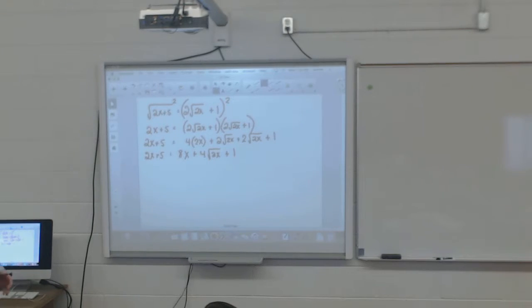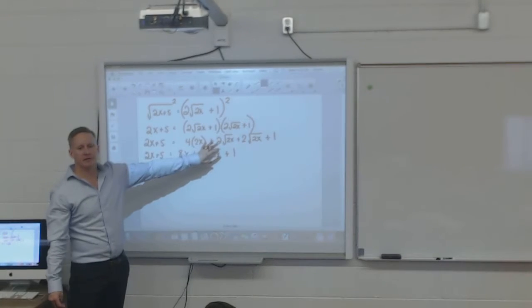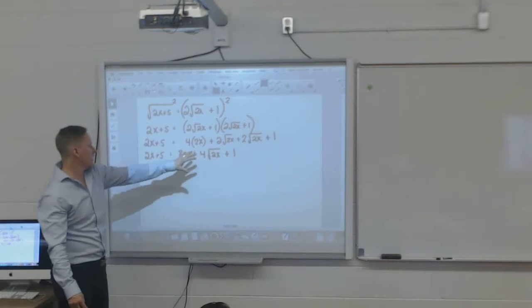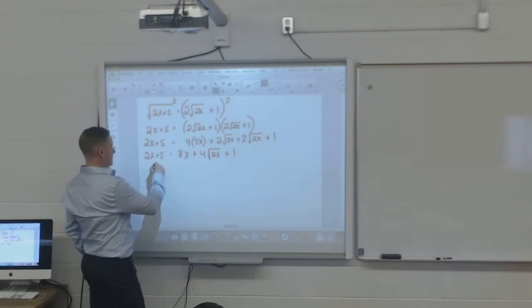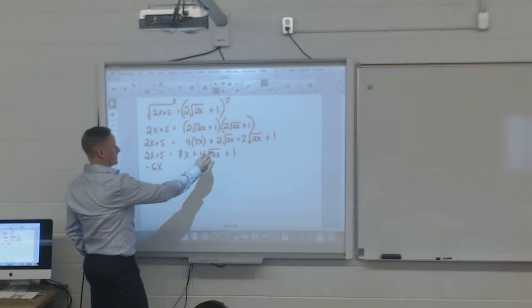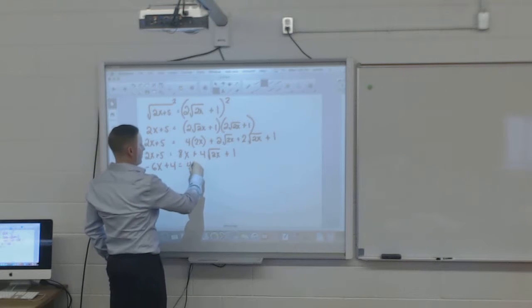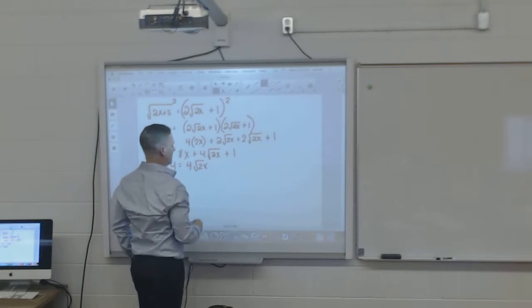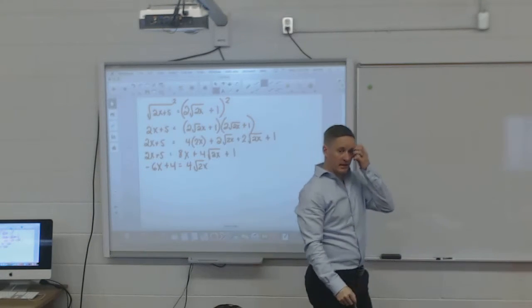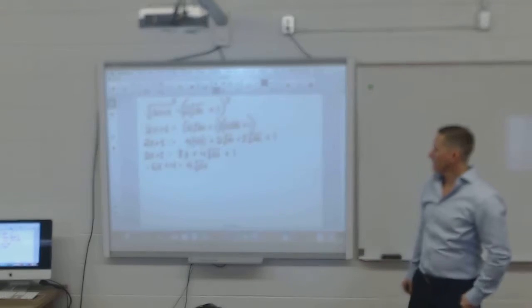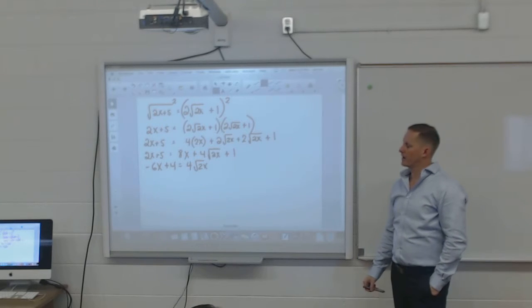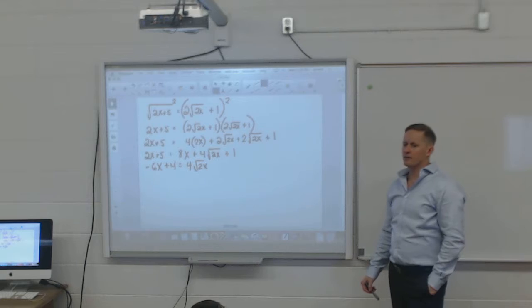All right, so now I want to isolate this 4 root 2x again. So let's isolate it. I'm going to subtract everything over here, so I get minus 6x plus 4 equals 4 root 2x, just like that. Okay? So I've isolated, so I'm getting closer to what I need. Now what do we do?